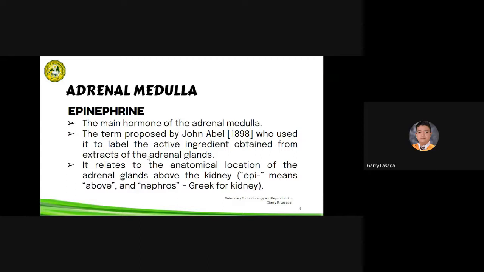So the name epinephrine is related to the anatomical location of the adrenal glands above the kidney. The adrenal glands are located above the kidney. So that is epi. Epi means above, and nephros is the Greek for kidney. So that is why it is called epinephrine.